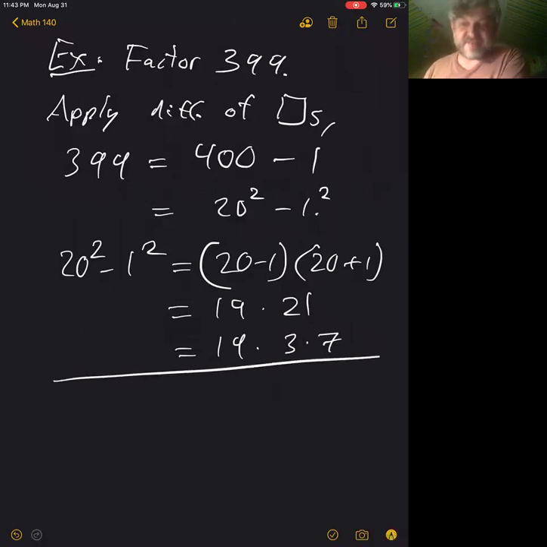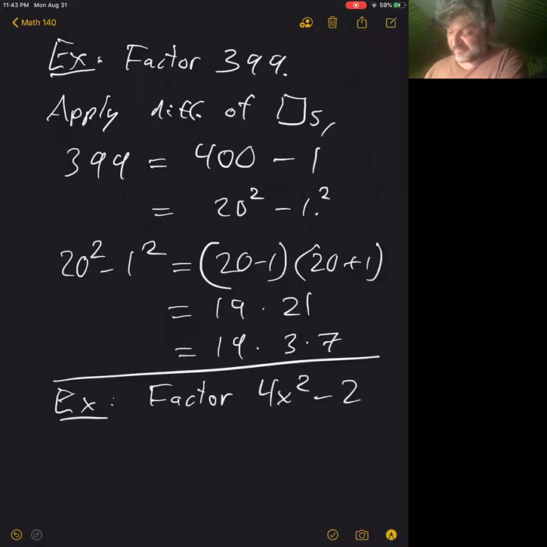The exact same technique can now be applied when we have polynomials. Factor 4x squared minus 25.